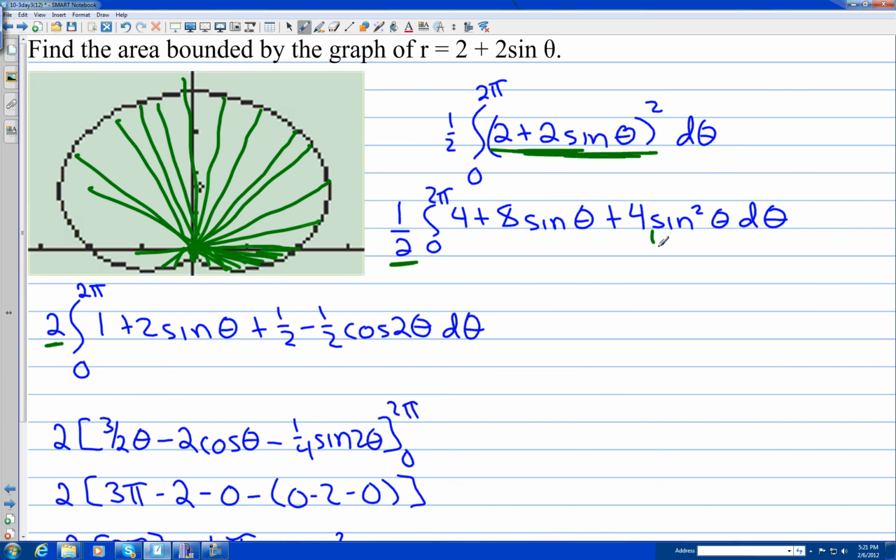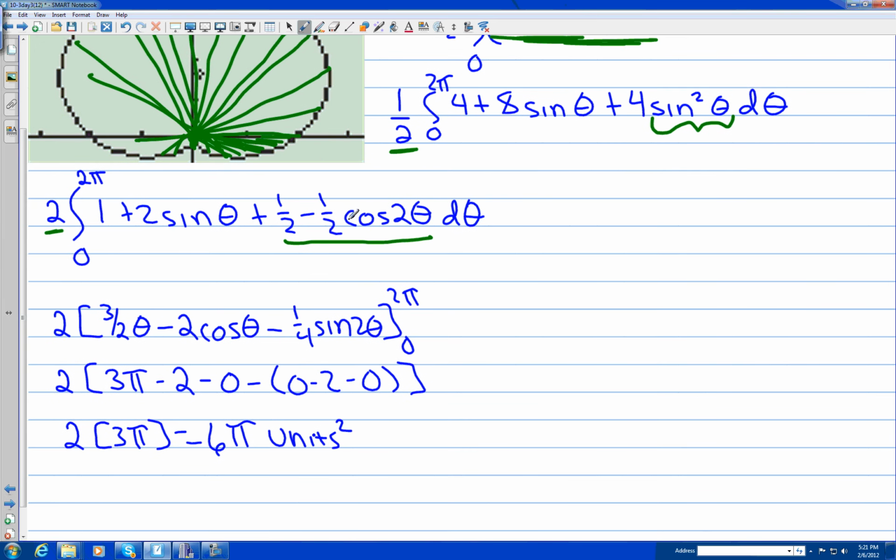But we're having an issue right here, like I said before, with sine squared. We're going to turn that sine squared into 1/2 minus 1/2 cosine of 2 theta. And then we can take the integral, and it just becomes, here I put 1 and 1/2 together and made it 3/2. And then we have minus 1/4 sine of 2 theta, and then finished out the integral right here, and our answer is 6 pi units squared.